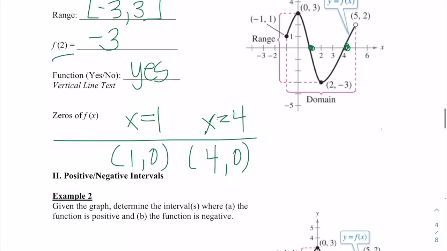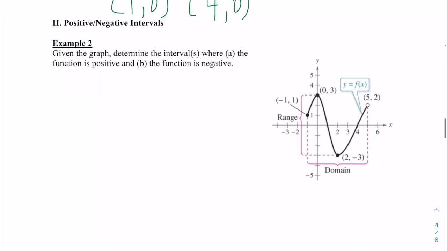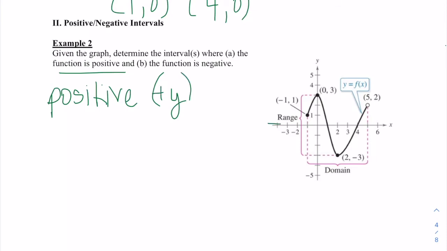Now let's consider this graph looking at some intervals. So remember, the positive intervals is when the function has a positive y value. So we're looking at y values that are positive. So let me just draw a line here. So it looks like the boundaries would be those zeros. So from here, from negative 1 to 1, not including 1, that function is above the x-axis.